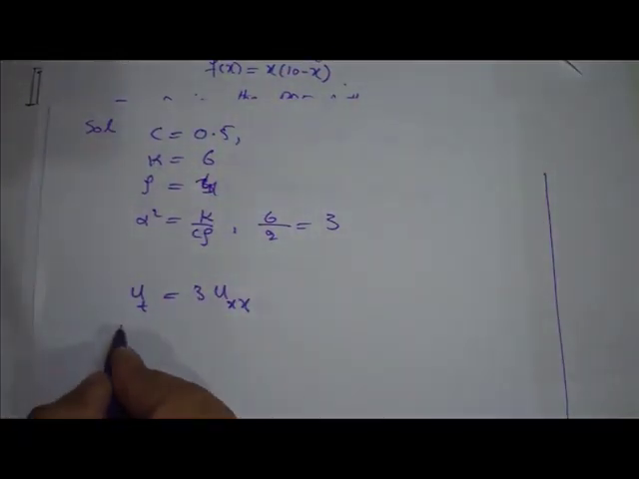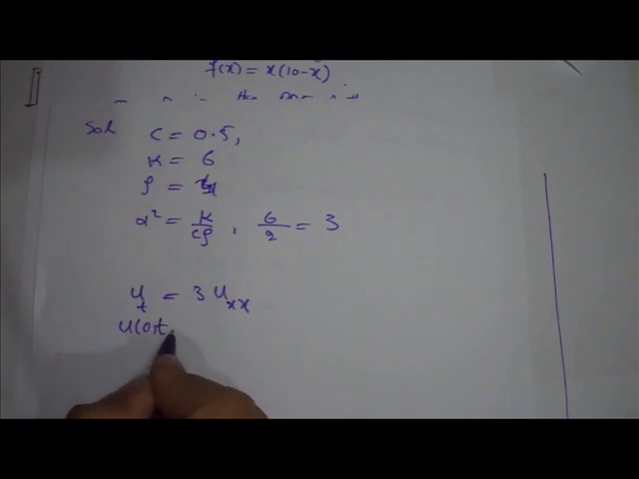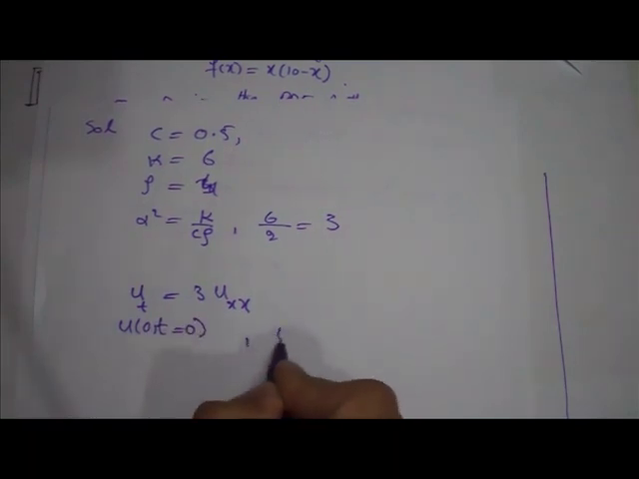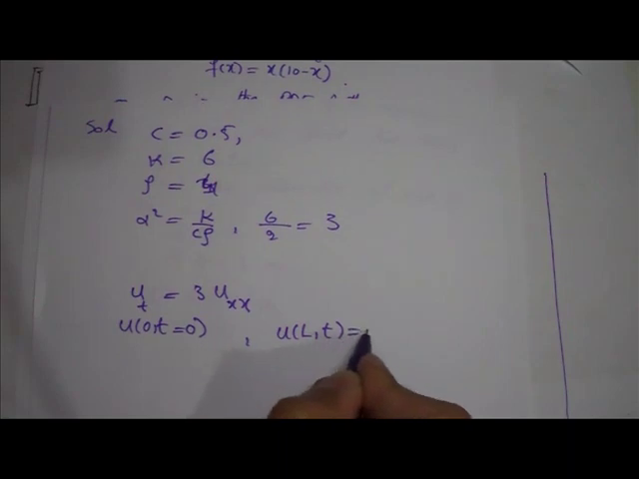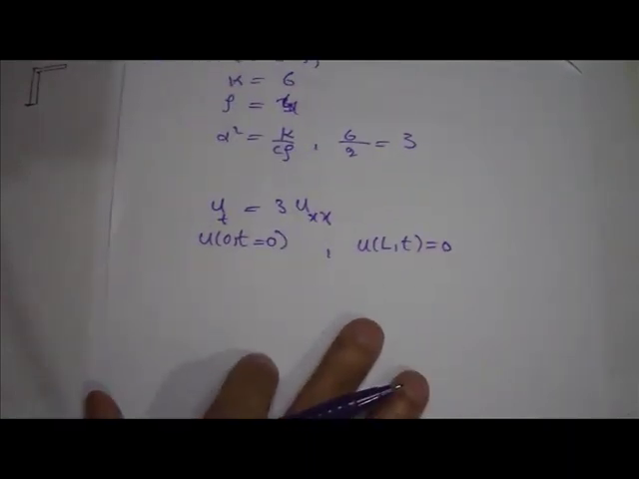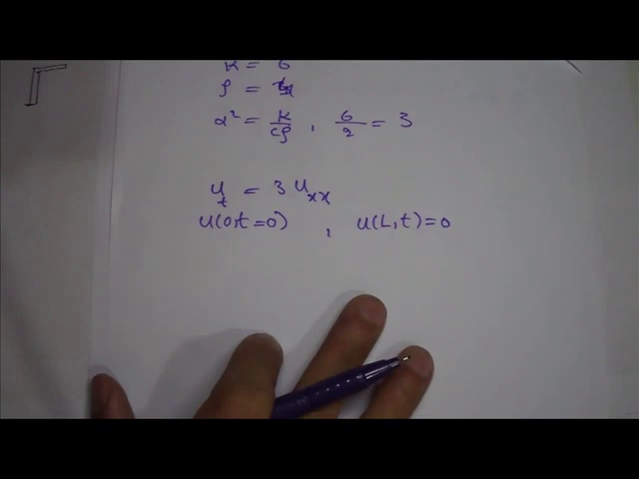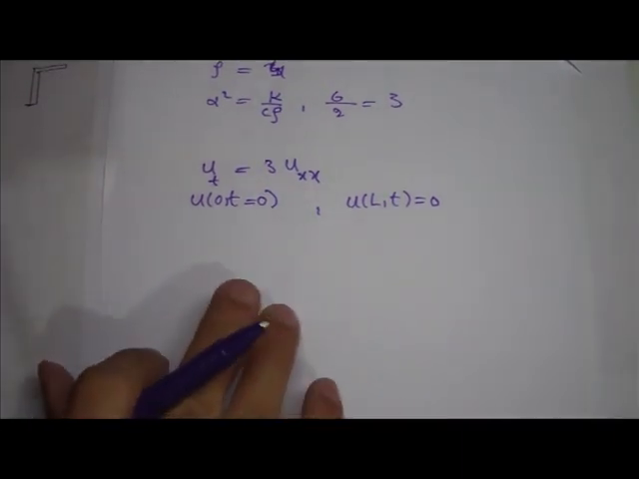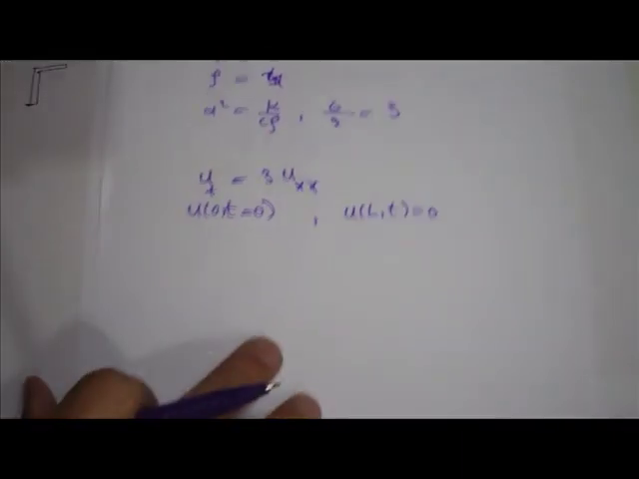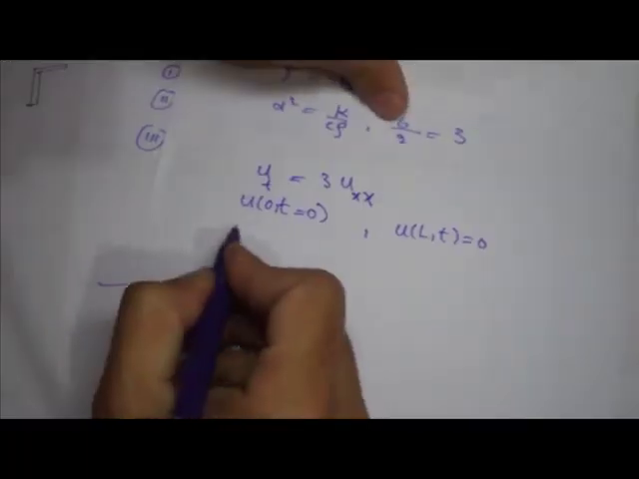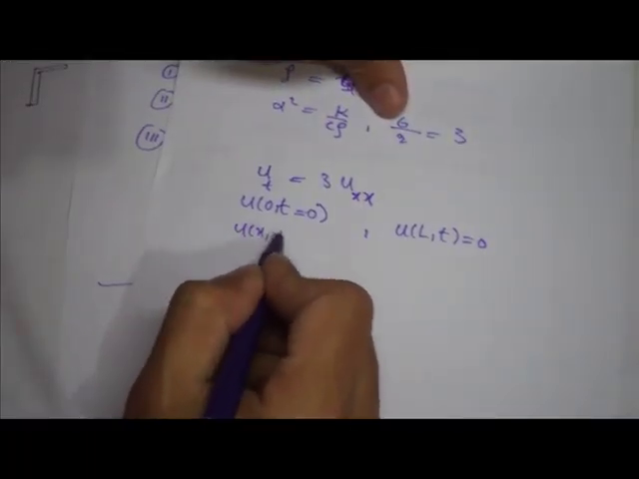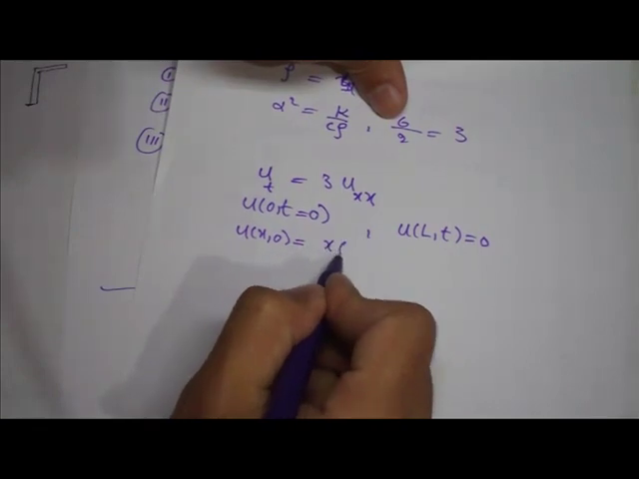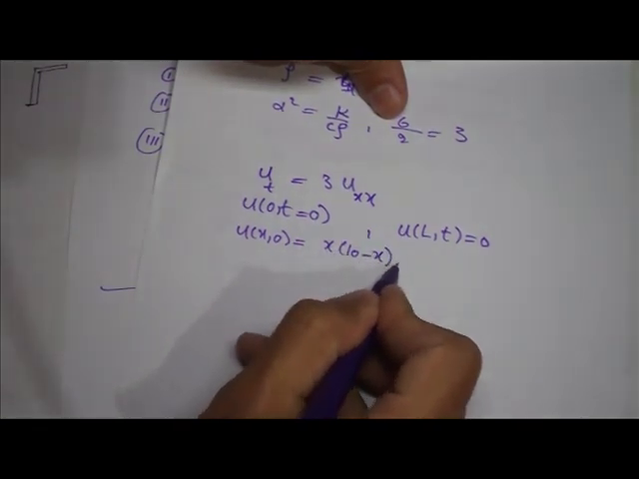Now both the ends of the rod are fixed at 0 degrees centigrade, which means u at 0,t is equal to 0 and u at L,t is equal to 0. Now the initial temperature of the rod is f of x is equal to x into 10 minus x. So we will write u at x,0 is equal to x into 10 minus x.